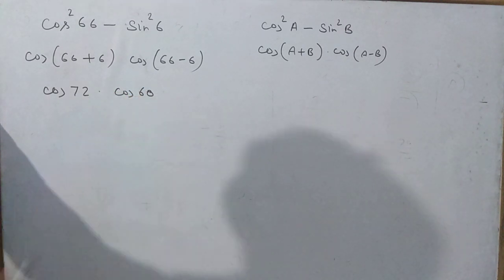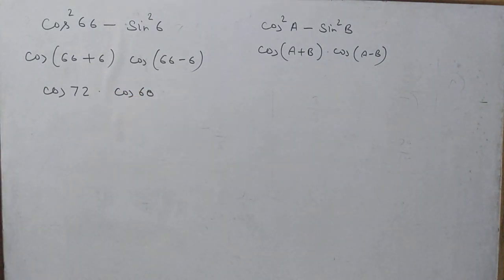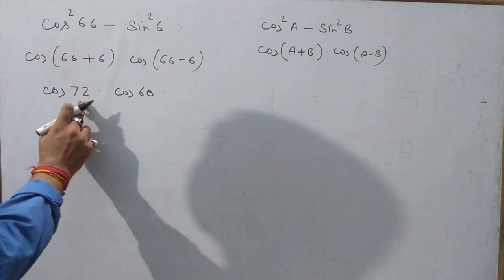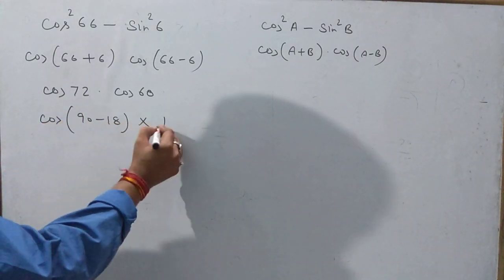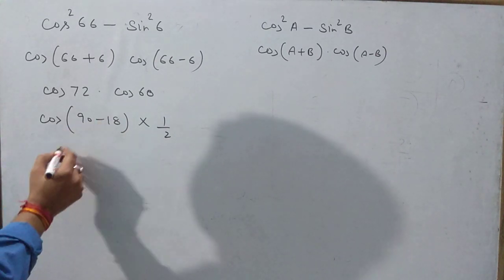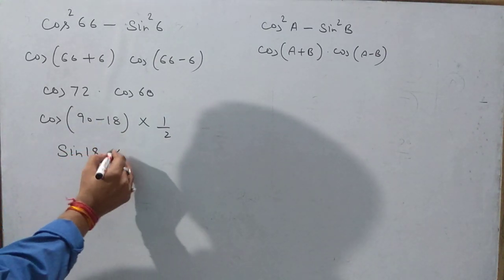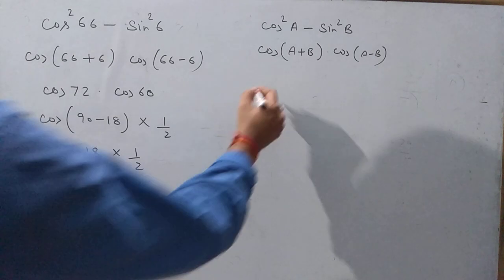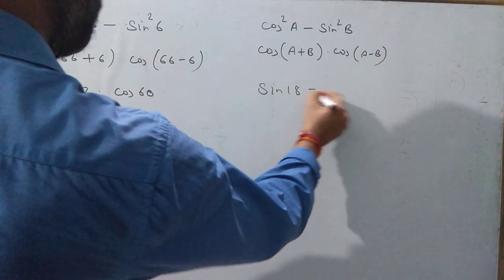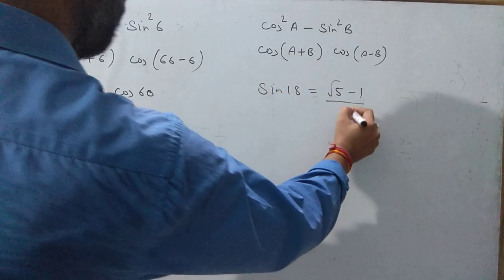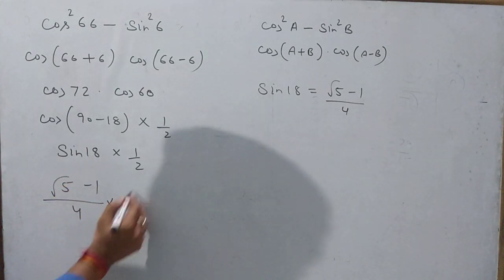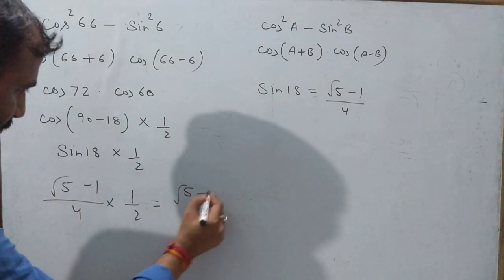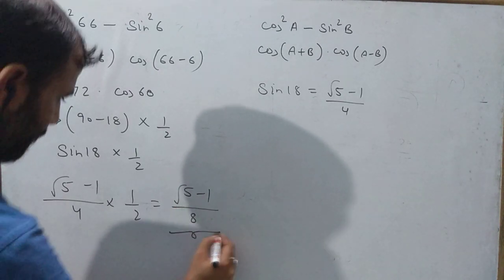Now 60 is a standard angle and gives a standard numerical value, but 72 is not a standard angle. So it can be written as cos(90 minus 18), and the other factor is 1 by 2. Cos(90 minus theta) is sin theta, so sin 18 into 1 by 2. Yesterday I explained in class the value of sin 18, please learn it again: root 5 minus 1 by 4. So we can write directly root 5 minus 1 by 4 into 1 by 2, and the result is root 5 minus 1 by 8.